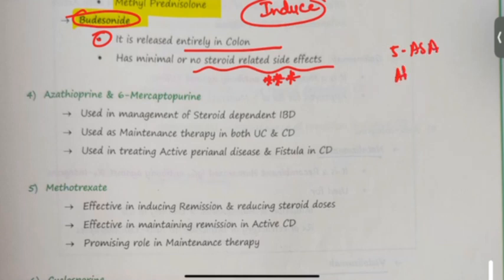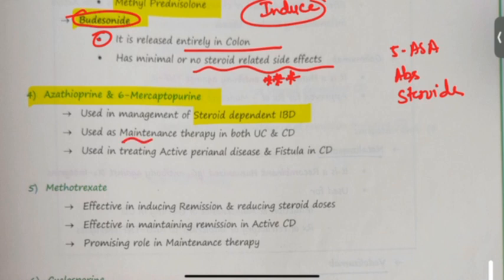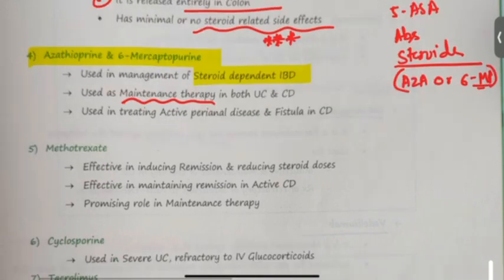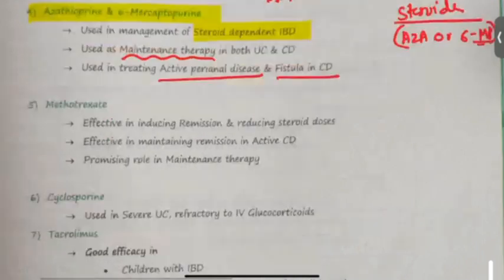So till now we have discussed 5 ASA agents, that is 5 amino salicylic agents. After that antibiotics, after that steroids or remission inducing agents, and now the fourth one being azathioprine or 6-mercaptopurine. These are basically used in management of steroid dependent IBD. Okay, and these are also used as maintenance therapy. So for induction, steroids are used. After that, azathioprine or 6-mercaptopurine are used as maintenance agents. These are also used in treating active perianal diseases and fistula in case of Crohn's disease.